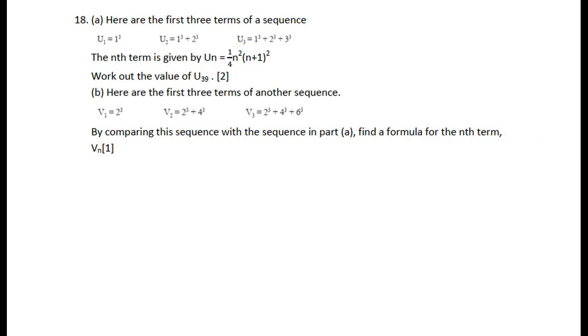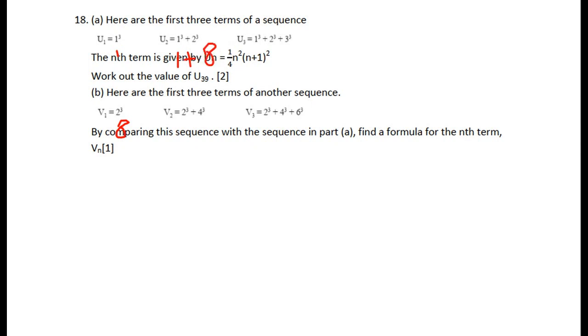Part B. Here are the first three terms of another sequence. By comparing this sequence with the sequence in part A, find a formula for the nth term of Vn. So we need to compare these numbers. This was 1 cube, 1, and this is 2 cube, 8.